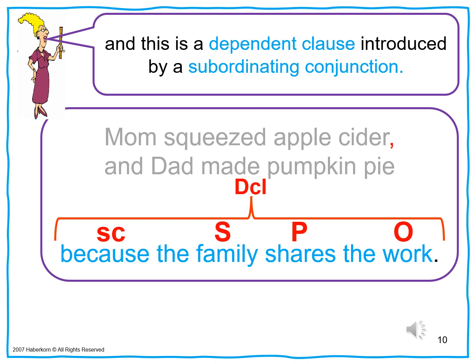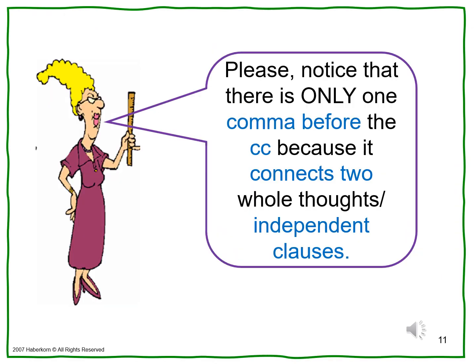Dependent. Dependent clauses are always connected to the subordinating conjunction that introduces it. The subordinating conjunction is what makes the thought incomplete. The correct use of commas is absolutely vital. Comma before the coordinating conjunction in compound complex or compound sentences. Please notice that there is only one comma before the CC because it connects the two whole thoughts, the independent clauses.